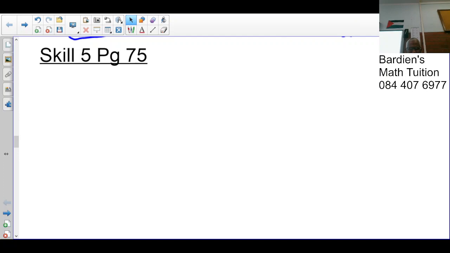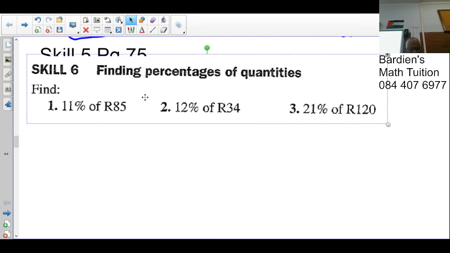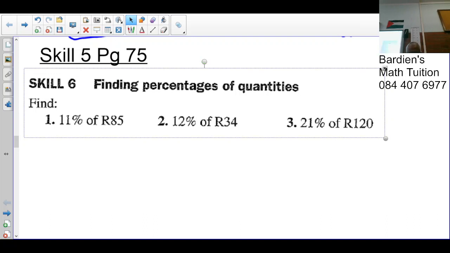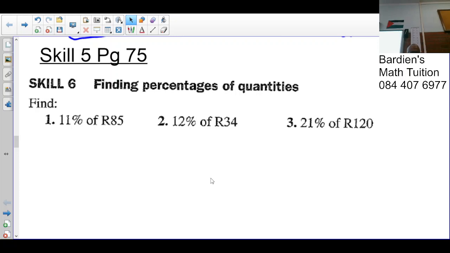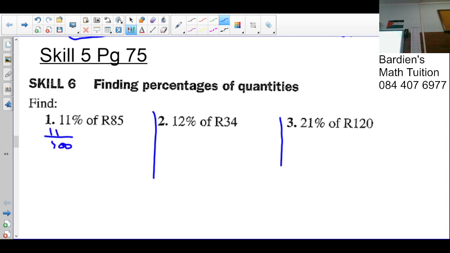The next one, skill 6. In skill 6, the question was, find the percentage of quantities. In the first one, we are told 11% of 85 rand. So it's going to be 11 over 100. Percentage is a representation of the value unit over 100. Okay? So you multiply this by 85 over 1.